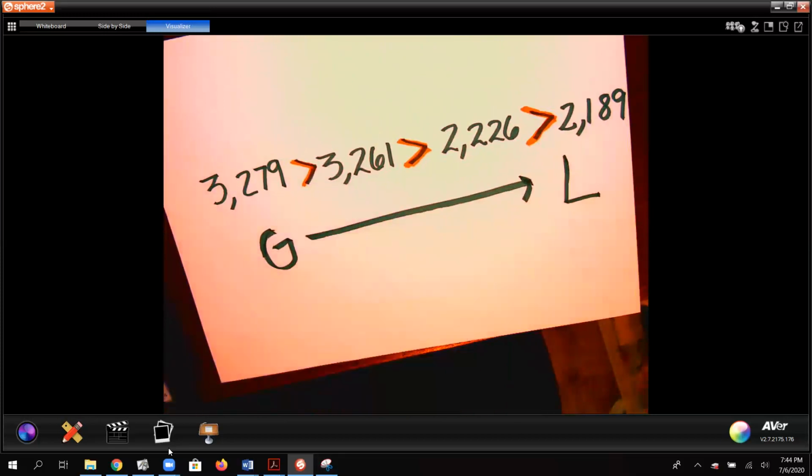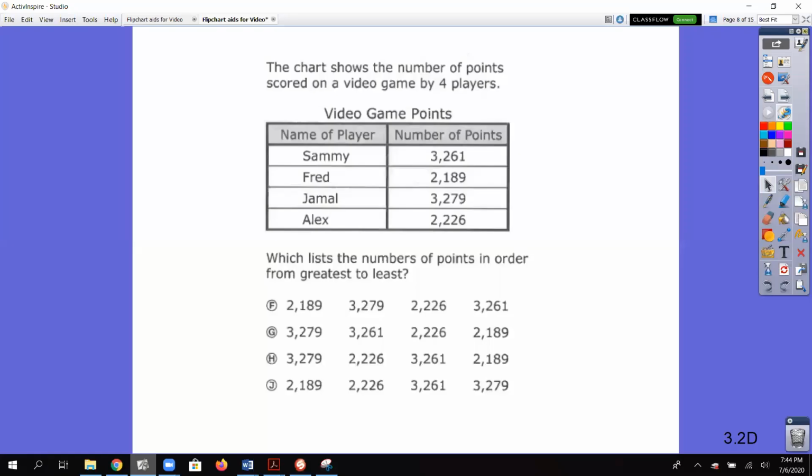So that would be answer choice G. That matches what we wrote down. So it would be this one right here. And notice that we did it together. We did it first ourselves, and then we went to go find the one that matched it.